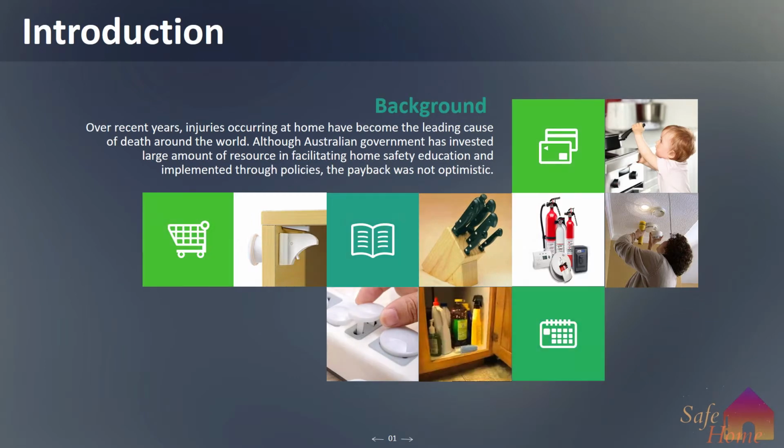Over recent years, home injuries have become the leading cause of deaths around the world, accounting for 70% of all unintentional injury deaths. Unintentional home injuries are caused by a wide range of factors, among which the absence of appropriate home safety education tends to be the prime culprit. Although the Australian government has invested large amounts of resources in facilitating home safety education, the payback was not optimistic.